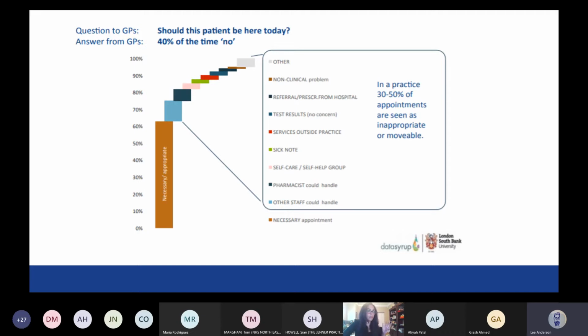So these are figures taken from the same audit, and what it found was that these 30 to 50% of appointments were potentially movable, and they included work that pharmacy could handle, that could be dealt with through self-care, services outside of the practice, or were non-clinical problems. And what we also know, and this audit showed, is that about 20% of GP time is spent on about 5% of our patients, so our super attenders.